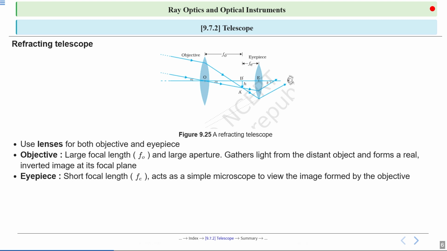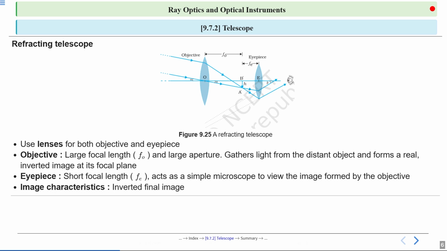The eyepiece has a short focal length and acts as a simple microscope. Its job is to magnify the images formed by the objective lens, allowing us to see details that are not visible to the naked eye. This is why the eyepiece is crucial for the telescope's function.